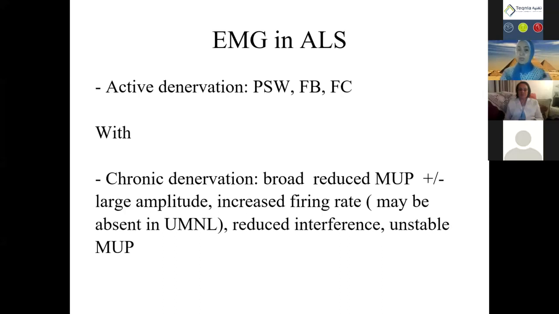So for any muscle to be positive, I must find active denervation and chronic denervation. I'm stating this because when you're working in real life, sometimes it's very exhausting looking for active denervation. It's very exhausting for the patient, it's very painful, and it's very exhausting for the physician. But you cannot say that this region would fulfill the criteria of ALS if you do not find both active and chronic denervation in the same muscle.